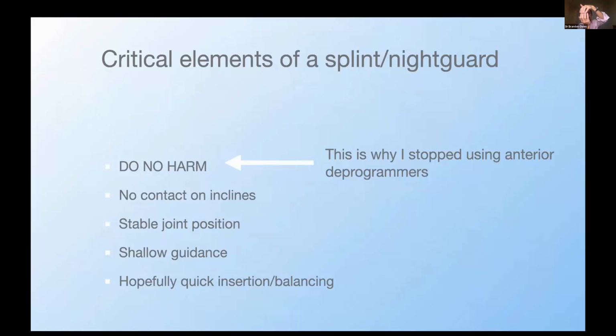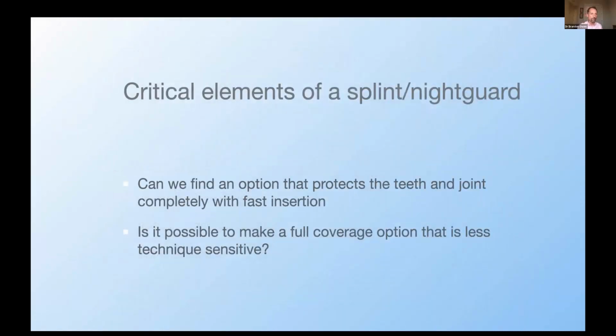When you have an incline pushing the jaw joint some direction, the body doesn't like it. That's why these deprogrammers have become so popular, because they let you get to that inflammation-free position more directly than having to do this, and then they're hitting over here and adjusting that, and then hitting over here and adjusting that. Next is a stable joint position, meaning it's repeatable time after time with no active inflammation, and shallow guidance. And then the hopeful one is quick insertion.